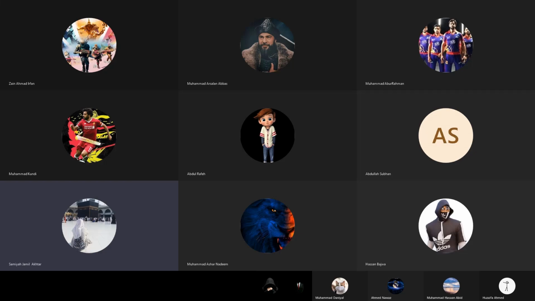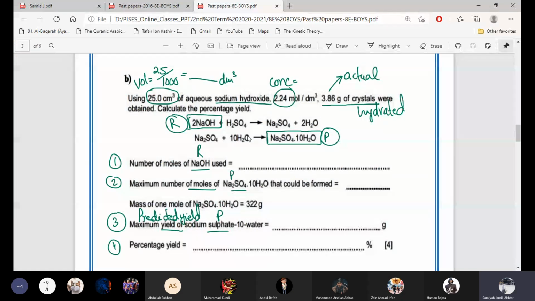We were discussing this question yesterday. Assalamu alaikum. Walaikum assalam. You have to follow the same procedure again to find out the predicted mass of the product and to get the percentage yield in the end. So, what is the number of moles of NaOH?